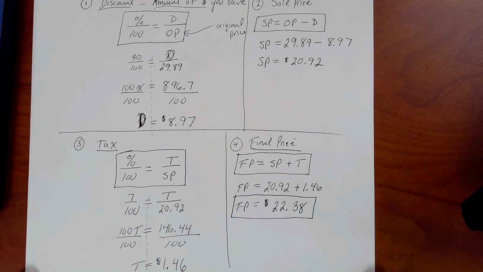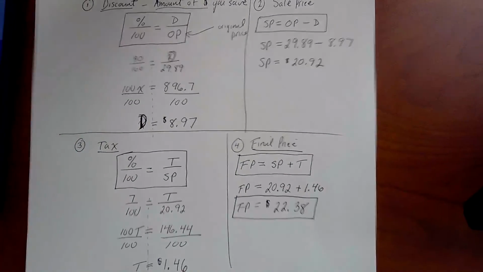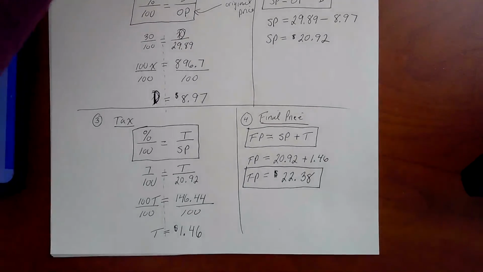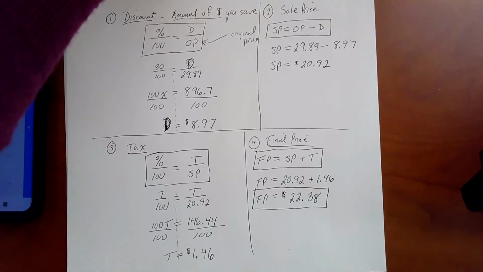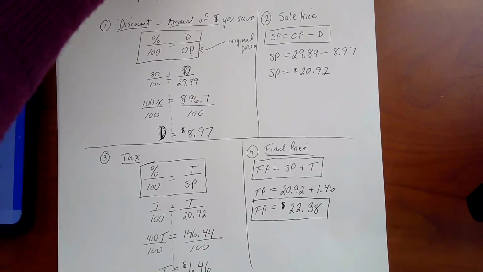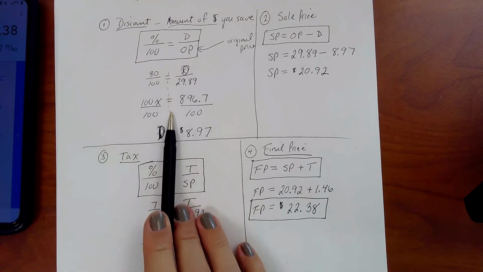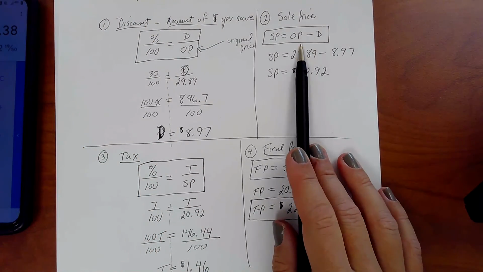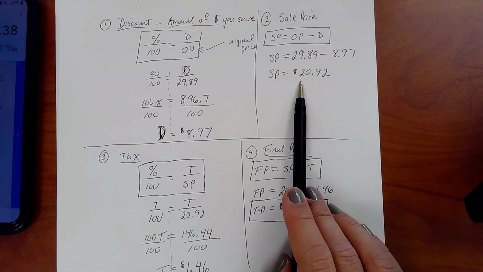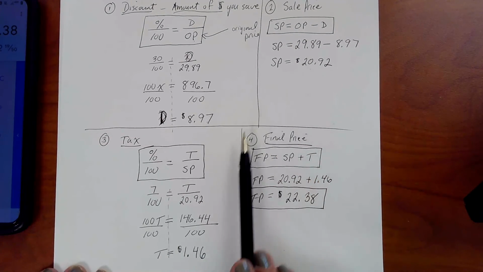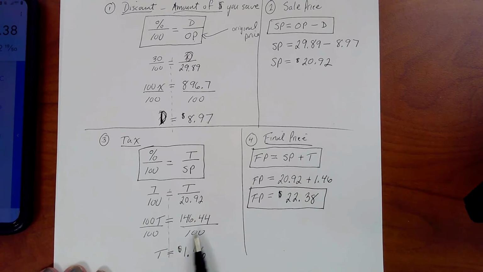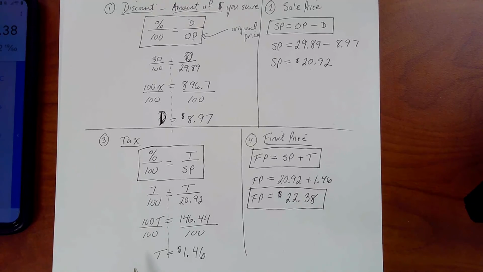Okay, so that is the process. Every time we have a discount, you have to find the amount of the discount, right? You can use a proportion for that. Subtract it off the original price, so you get the sale price. Figure out the tax, and then add it on.